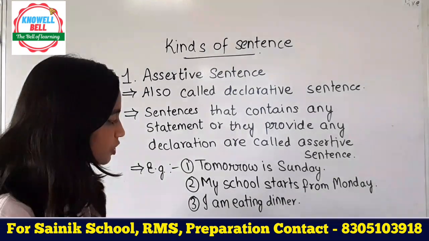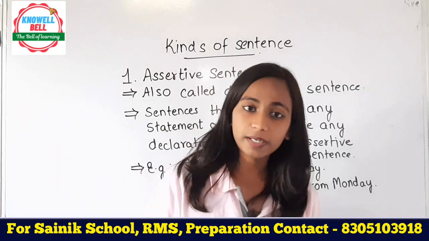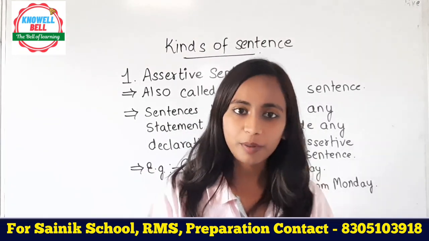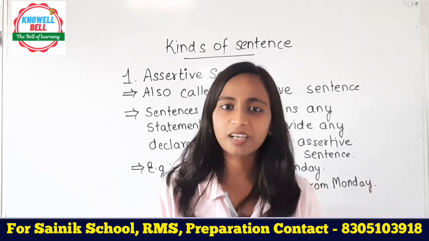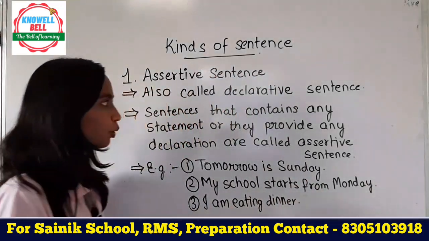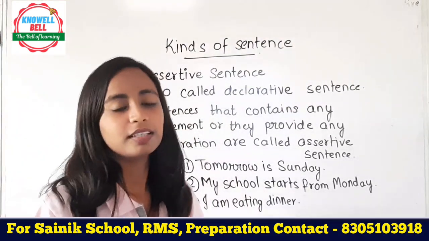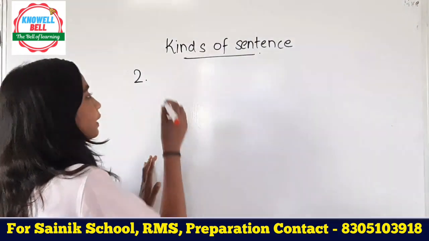You are making a declaration here. I am eating dinner. I woke up at 6 a.m. today. I am going to meet my friend. My parents will be coming home soon. I am going to visit my grandparents. All of these sentences are your assertive and declarative sentences. Clear, everyone? So next sentence, everyone, is of interrogative kind.